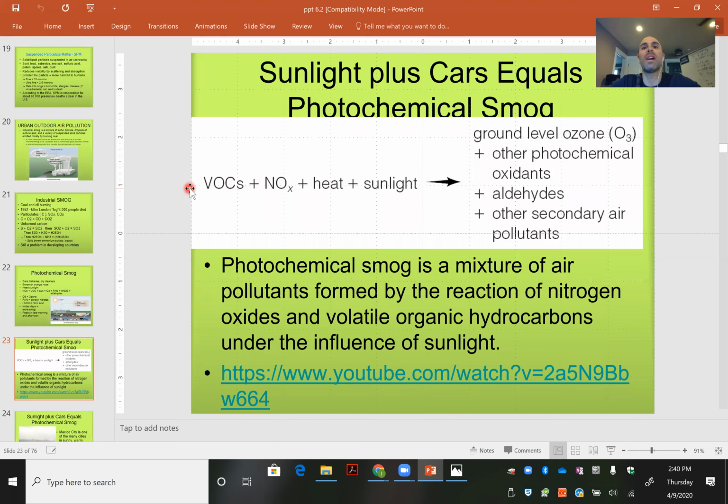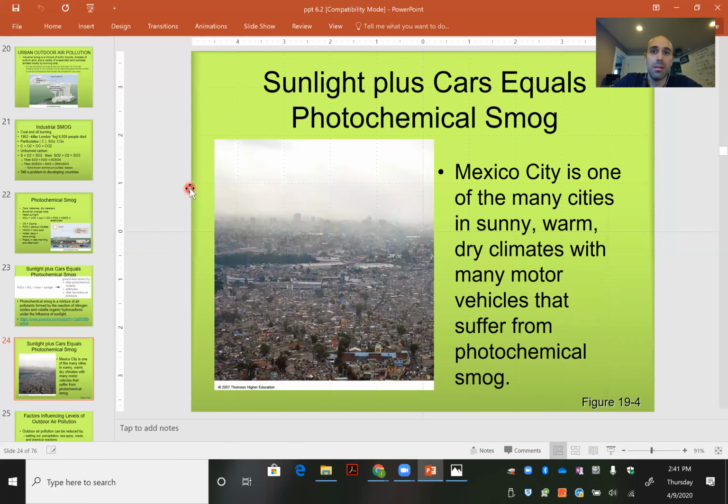All right, continuing to move on, we're looking at sunlight plus cars equals photochemical smog. As I said before, you need the sunlight to create the photochemical smog. It's a mixture of air pollutants formed by a reaction of nitrogen oxides and volatile organic compounds, VOCs. I will link this video at the end of the video so that you guys can watch this.